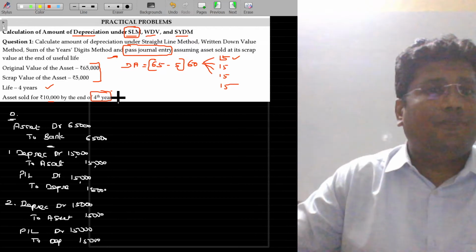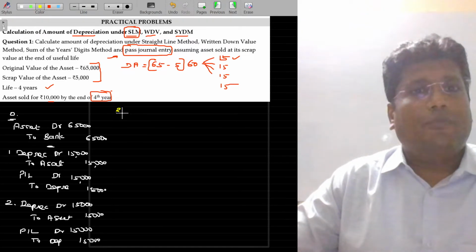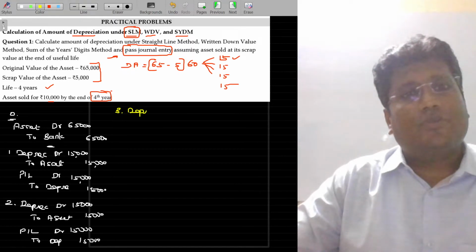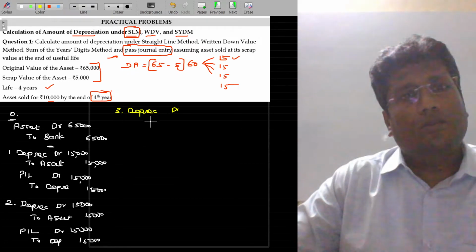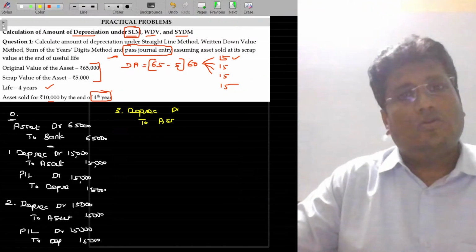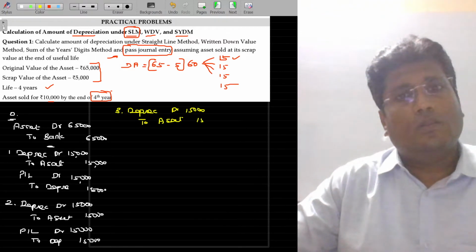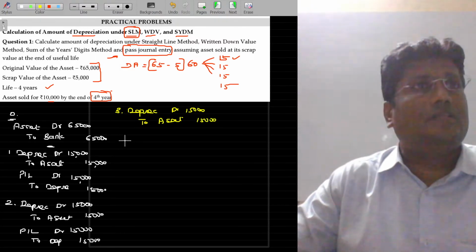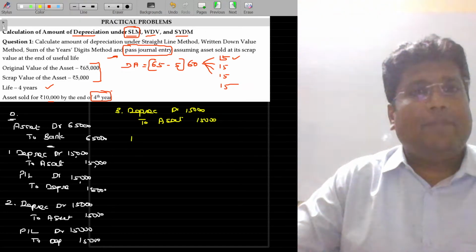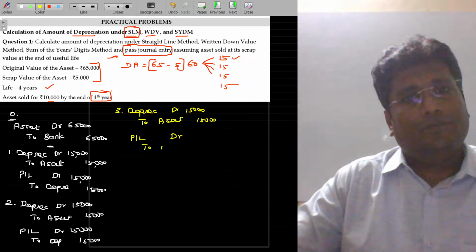And at the third year end, what happens? Again, we are supposed to depreciate for the third year. The entry being depreciation account debit to asset account. The value being 15,000. Next, this depreciation should be debited to the P&L account. Am I right? So P&L account debit to depreciation.